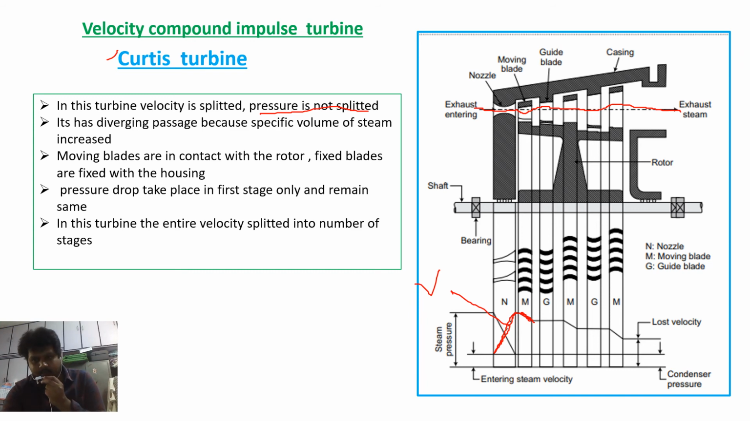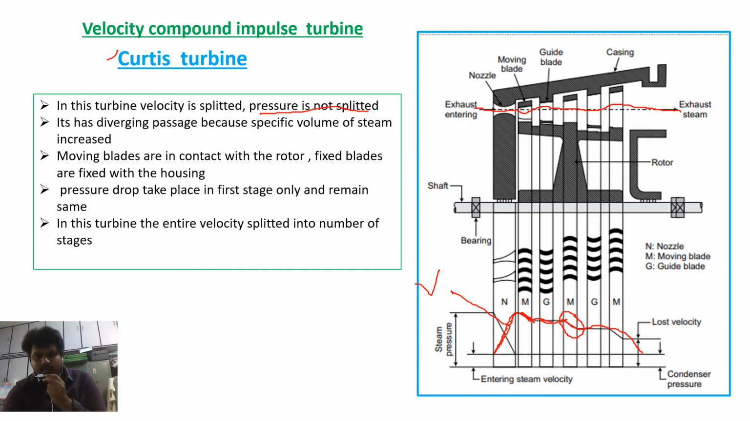So from the moving blade it enters into the guiding blade. In the guiding blade, since it is fixed, there is no change in the velocity. From the guiding blade it enters into the moving blade. Again in the moving blade the velocity decreases, because the steam is expanding here. So this way the velocity decreases stage by stage in the Curtis turbine.